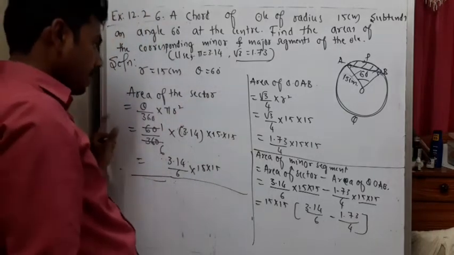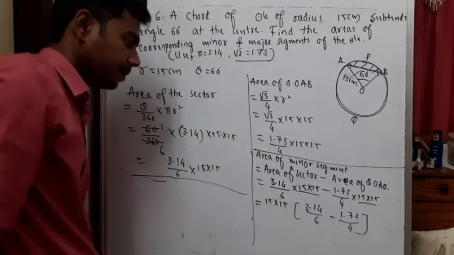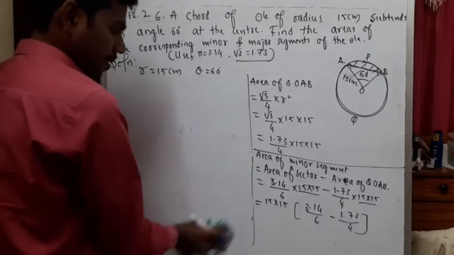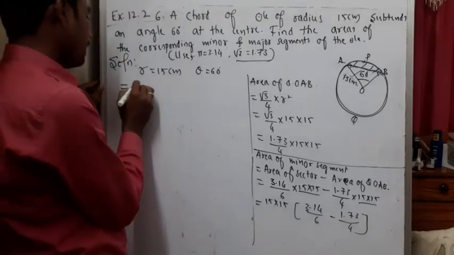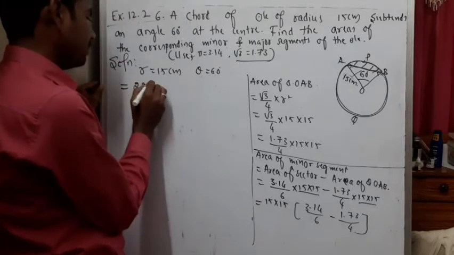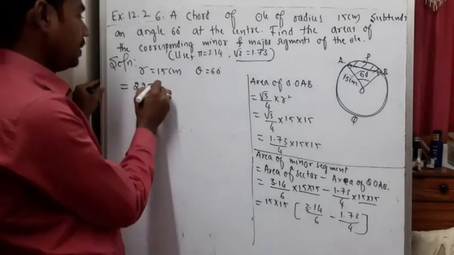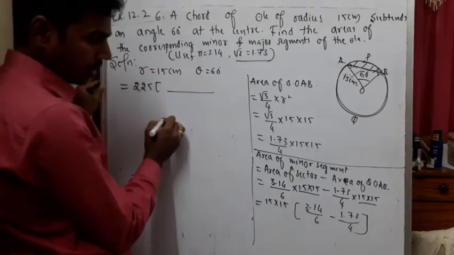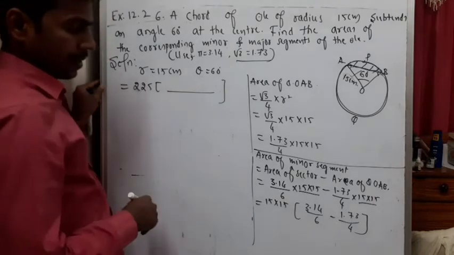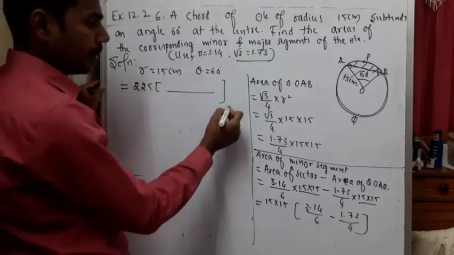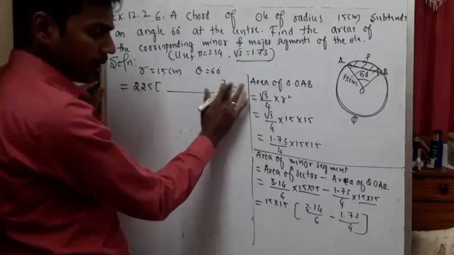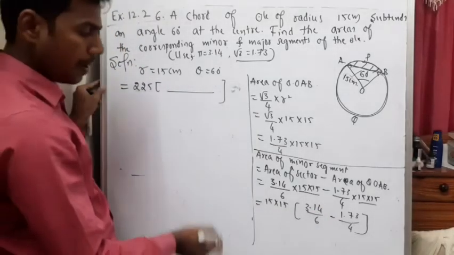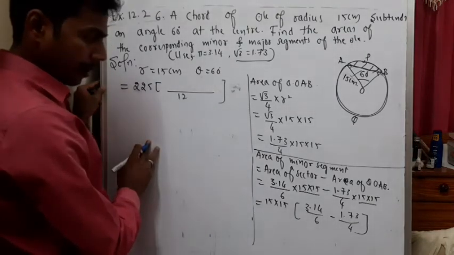Okay, now I need this space, I'll make use of this space. What is 15 into 15? That is 225 into 3.14 divided by 6 minus 1.73 divided by 4. So the LCM will be 6 into 4, the LCM of 6 and 4. Since 6 and 4, the LCM will be 12, because 6 2s are 12, 4 3s are 12. That will be the least common multiple. 12 is the LCM.